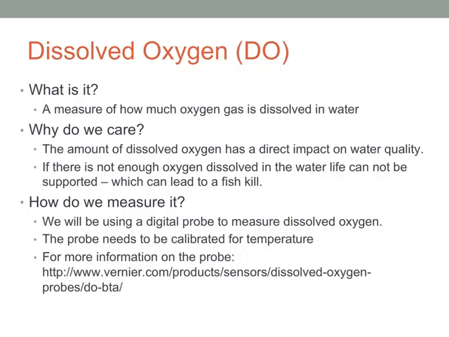We'll be measuring dissolved oxygen using a digital probe. That probe first needs to be calibrated for temperature. So before heading out into the field, make sure that you calibrate your dissolved oxygen sensor. For more information on the probe, I've included a link. That link shows you the user manual, so you can have more information about the probe before you use it.